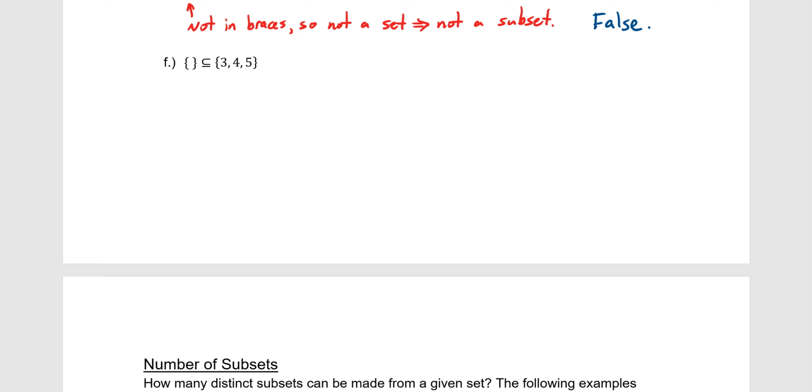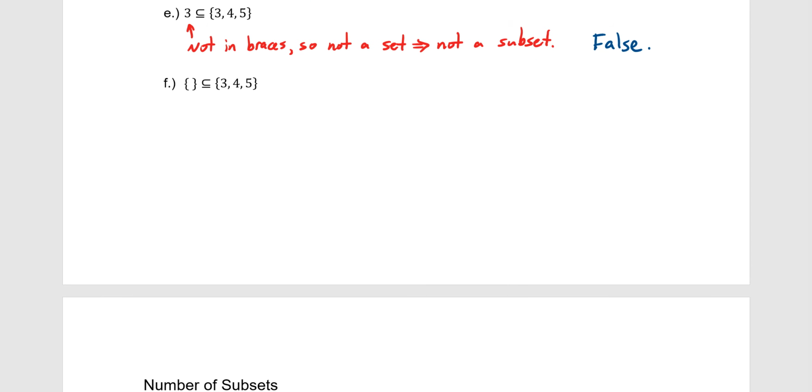Okay, and then the last one here, we have the empty set on the left. The empty set is a subset of the set with elements 3, 4, 5. And this one is true based on what we said earlier at the top of this page. The empty set is a subset to every single set.